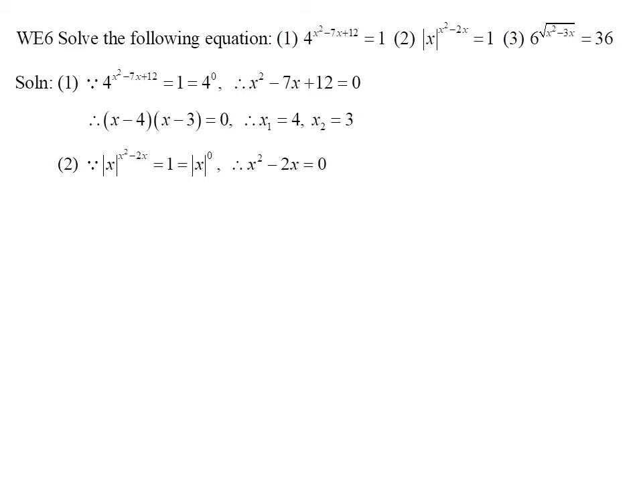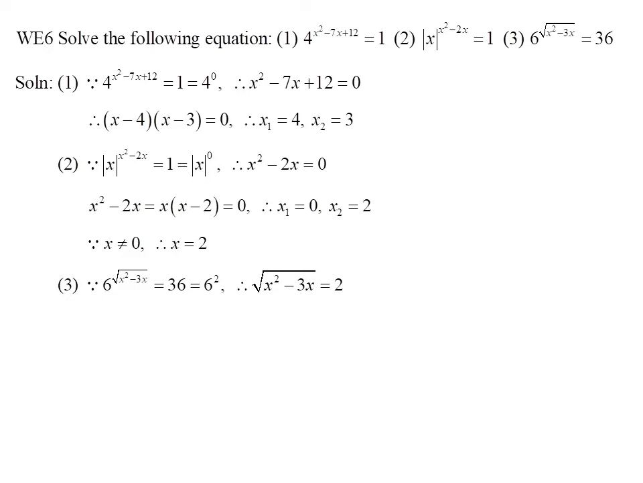The second equation is modulus x to the x squared minus 2x equals 1, which can be rewritten as modulus x to the 0 power. So we equate the index on both sides of the equation and thus have the quadratic equation x squared minus 2x equals 0. After solving this equation, we have x equals 0 and 2. Since the base is modulus x, x is not allowed to be 0. Hence the answer is that x equals 2.